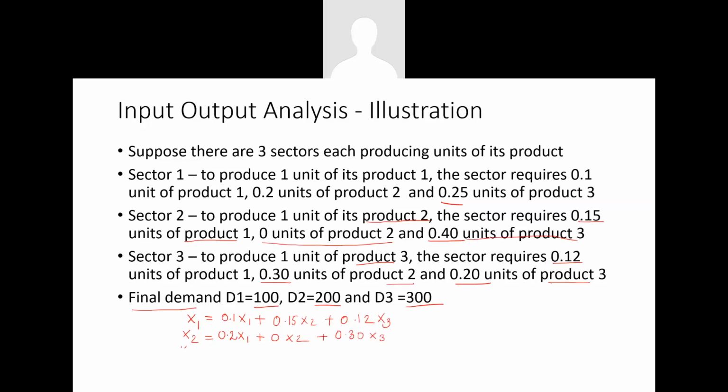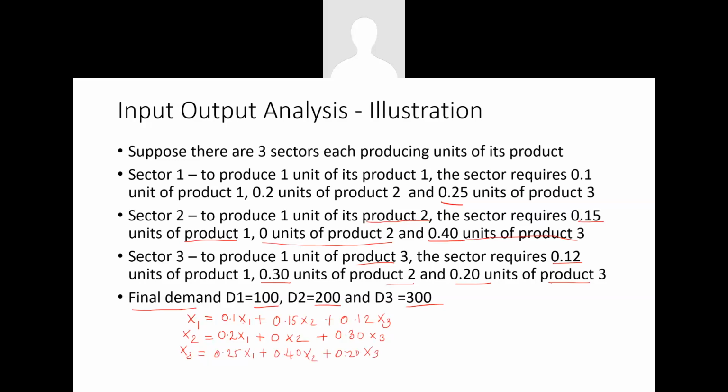Right? And how much of x3 is to be produced? x3 is actually used as input in the production of the first product, second product, and third product. So again, that can be shown here: 0.25 x1 plus 0.40 x2 plus 0.20 x3. So that is how we write the input demand.